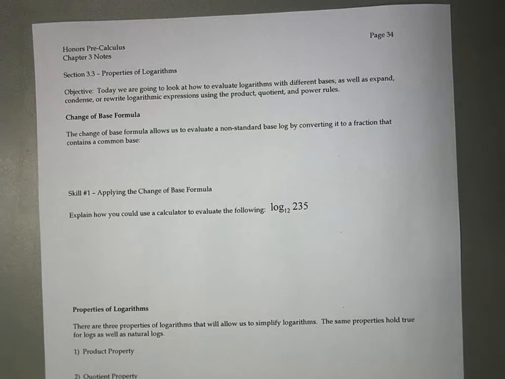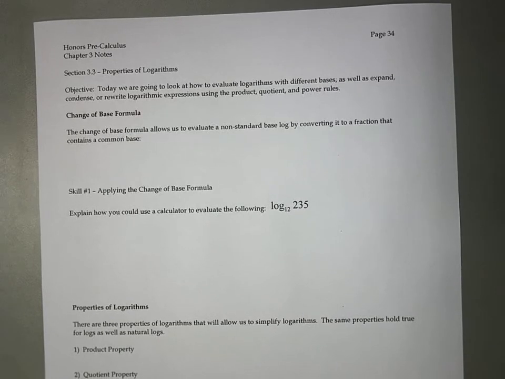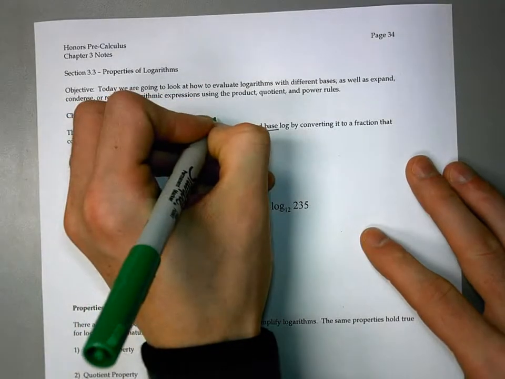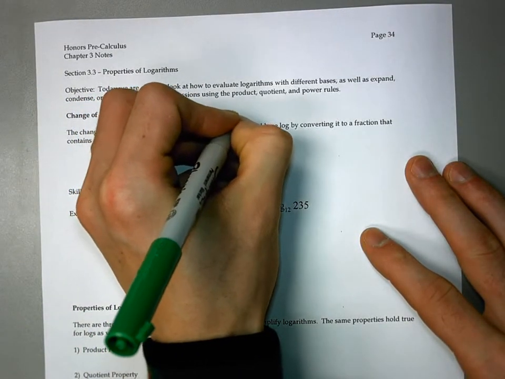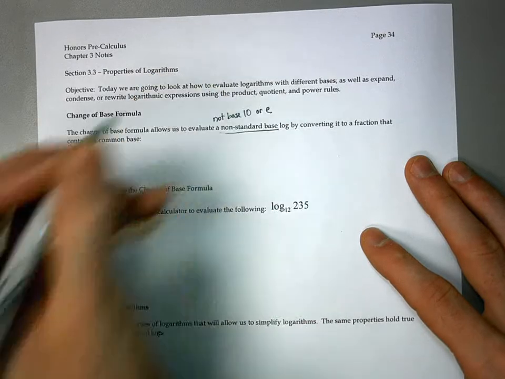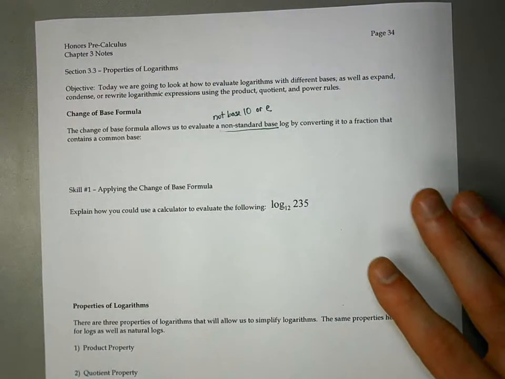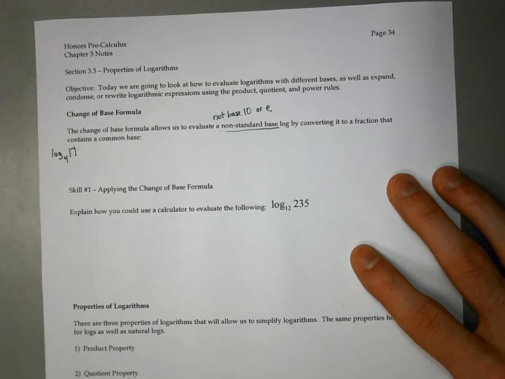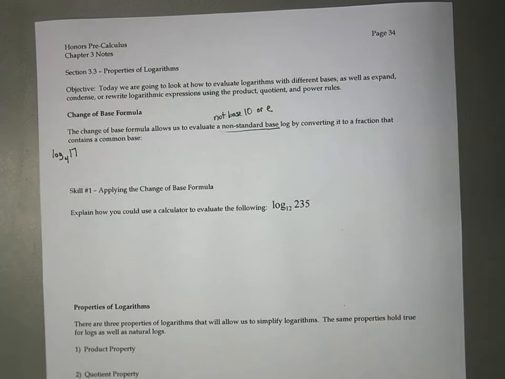In this section, we're going to look at how we evaluate logarithms with different bases, as well as reviewing our three basic rules about condensing and expanding logarithms. So the first thing is going to be the change of base formula, and the change of base formula allows us to evaluate a non-standard base log. By non-standard base, we mean not base 10 or base e. So something that would be log base 4 of 17, that is something that is not a common base.